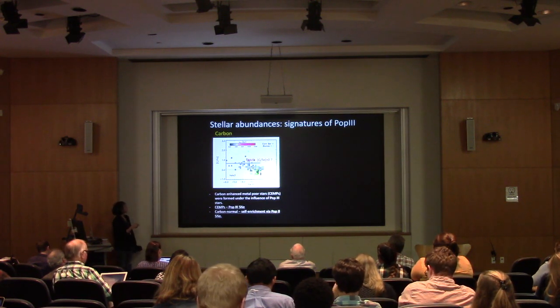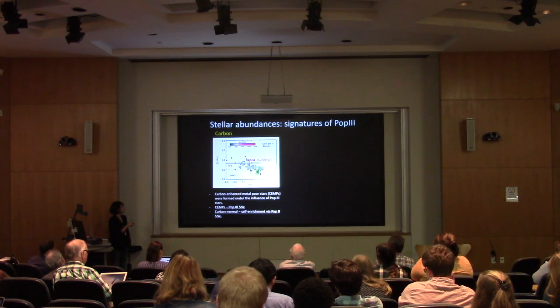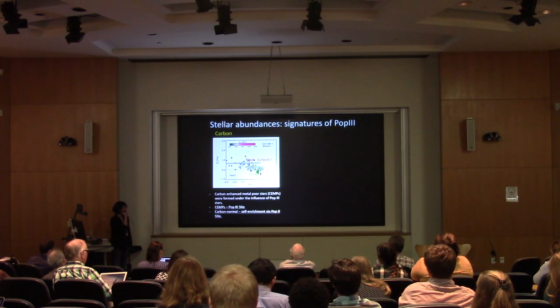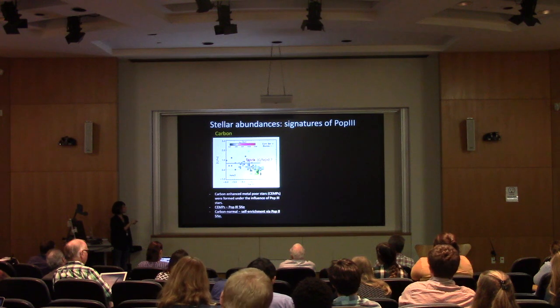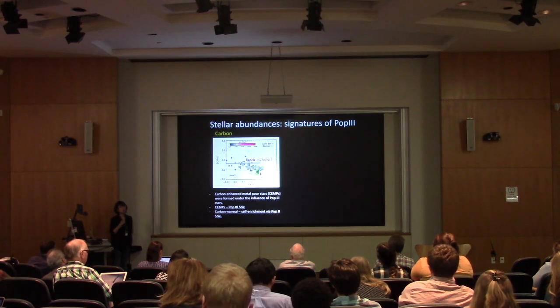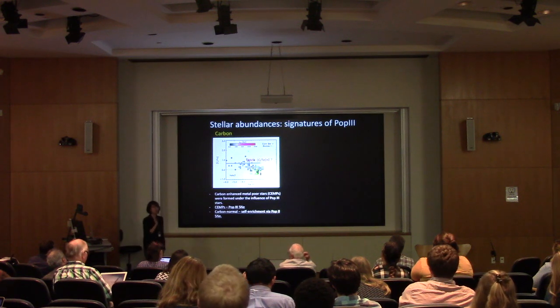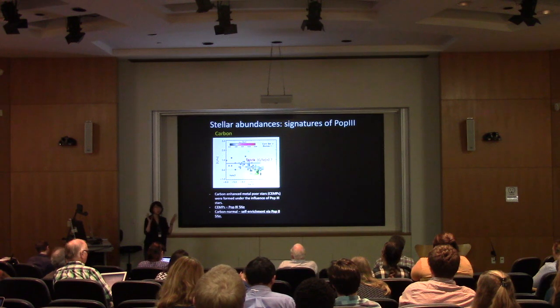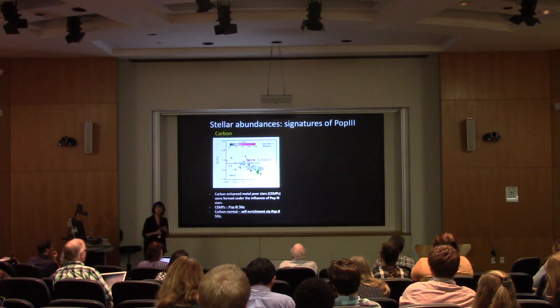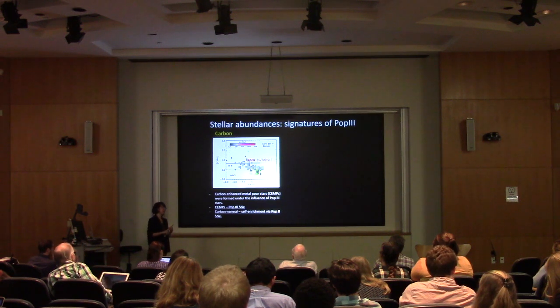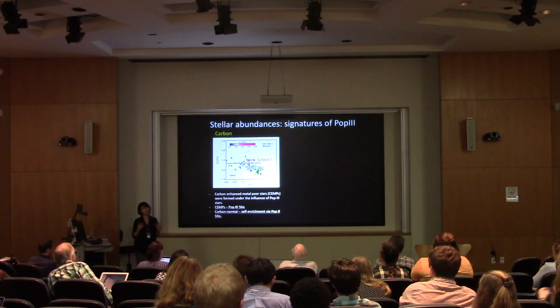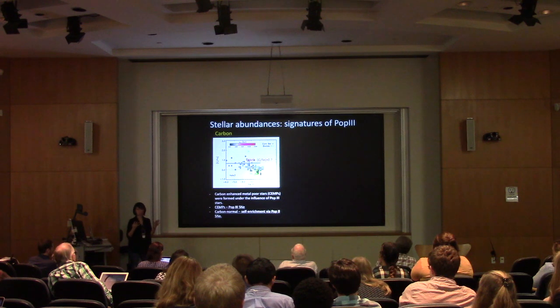Here, I'm showing the carbon abundances as a function of metallicity. The gray colors are showing simulations. One thing people have always wondered about is the existence of carbon-enhanced metal-poor stars. We observed carbon-enhanced metal-poor stars in the local ultra-faint dwarf galaxies, but we don't know what they are. And then we speculated that they might be from Population 3 stars.